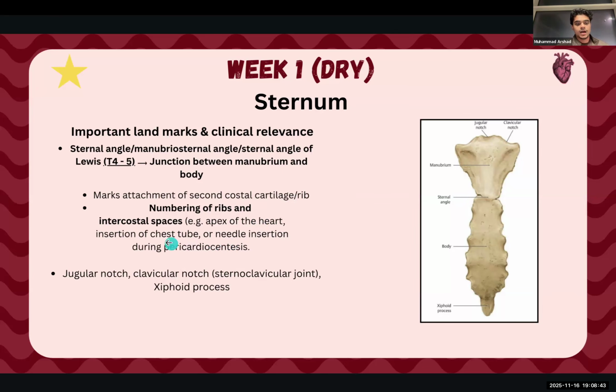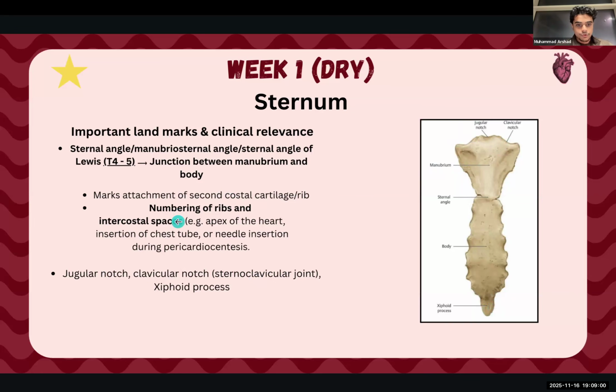Some other important things, you have the clavicular notch, which is for the attachment of the clavicle bone to the sternum, and it's the sternoclavicular joint that attaches them together. Then you have the jugular notch for the jugular vein, and the xiphoid process, it doesn't really attach to anything.